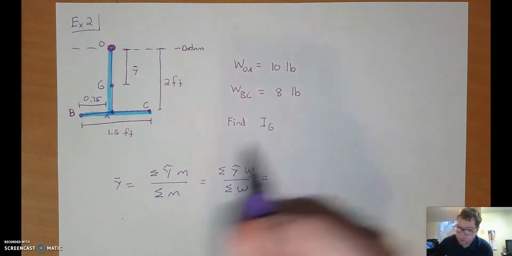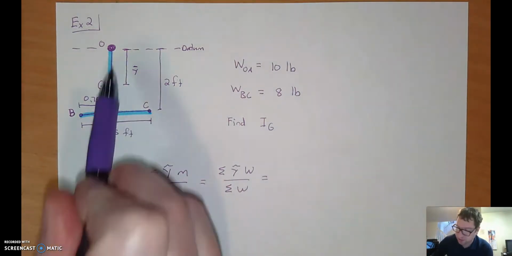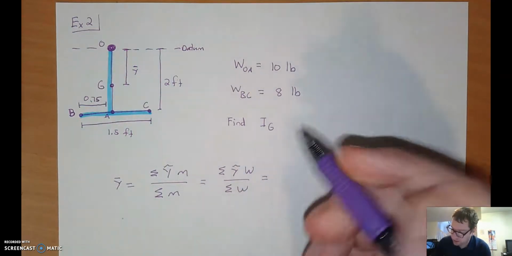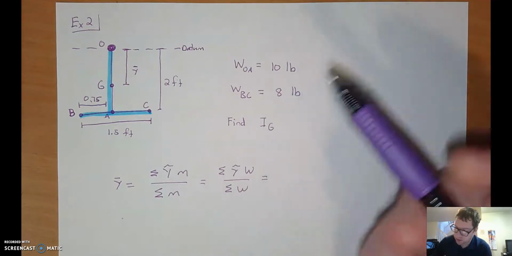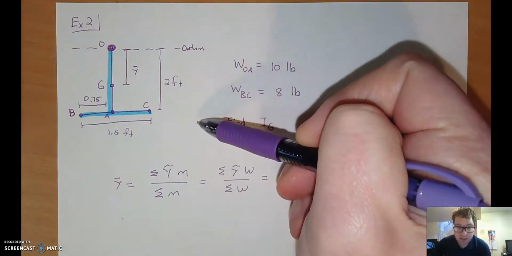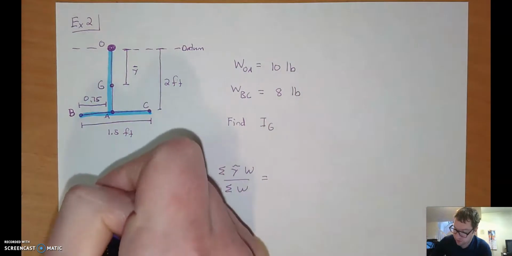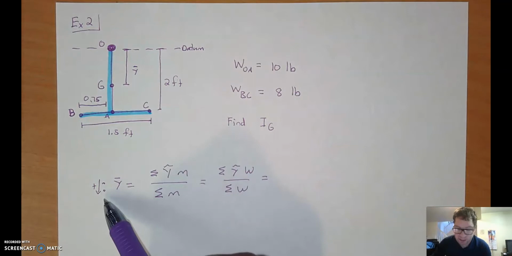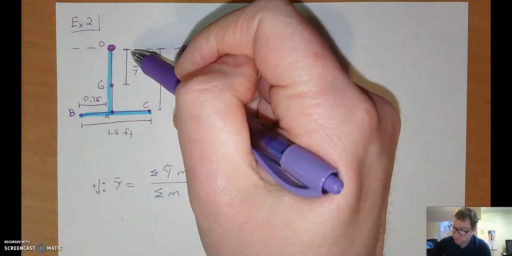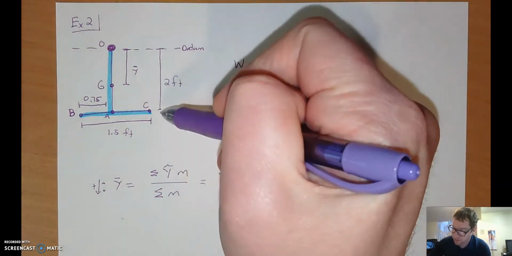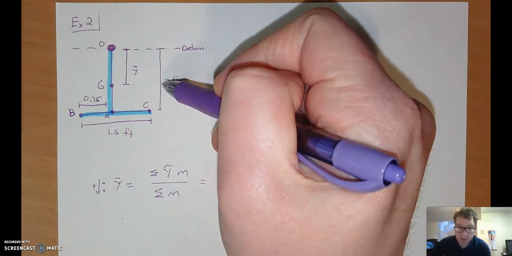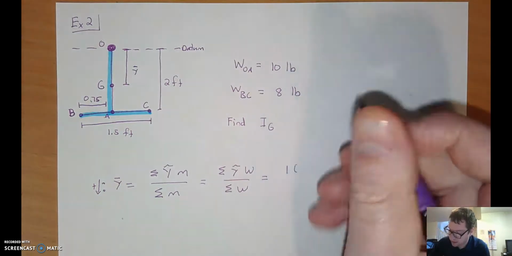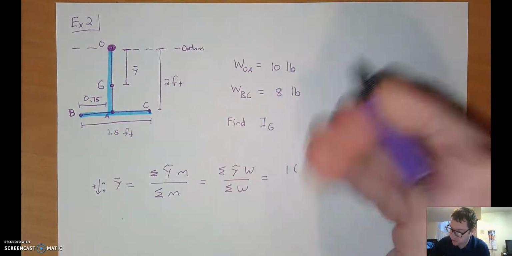All right, so we have two bars. We have bar BC and bar OA. So for the first bar, bar OA, it's y bar. And notice that everything is going to be measured from this datum going down. So if you want, I will indicate down positive. OA is 2 foot long, which means its center is 1 foot from the datum. And it has a weight, we were given a weight of 10 pounds.